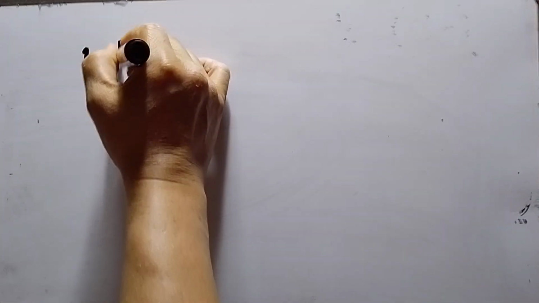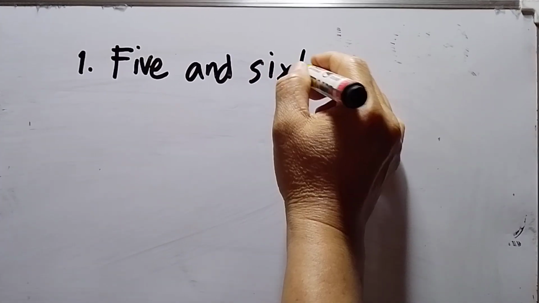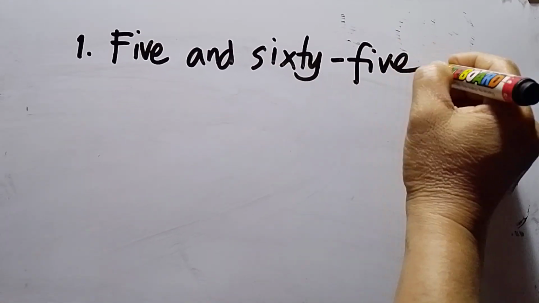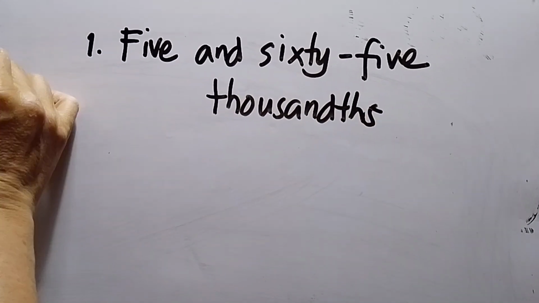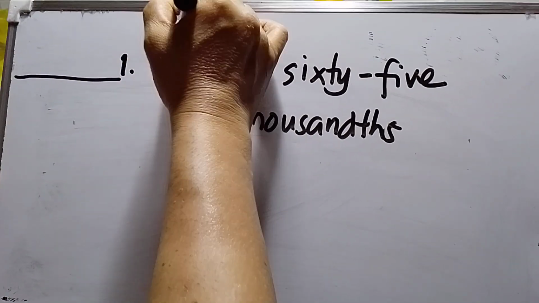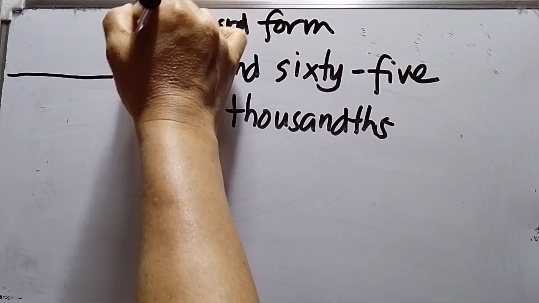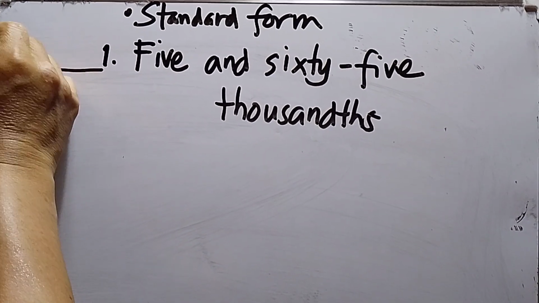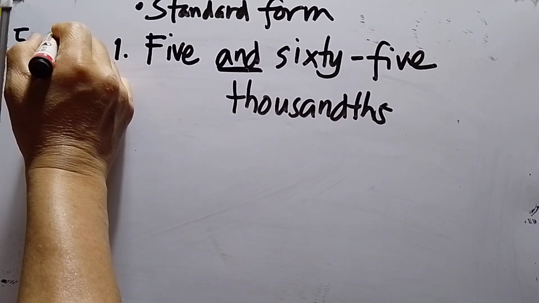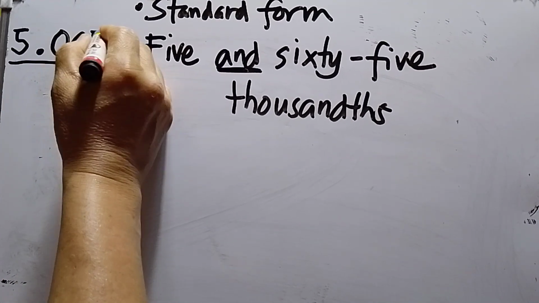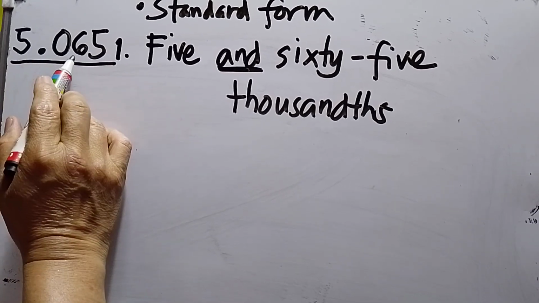Number 1: 5 and 65 thousandths. I need to write the standard form. So 5, and we say "and," this will serve as our dot. 65 thousandths, so this will be 0 and then 65, placed in tens, hundreds, thousands. To read this one, it is 5 and 65 thousandths.